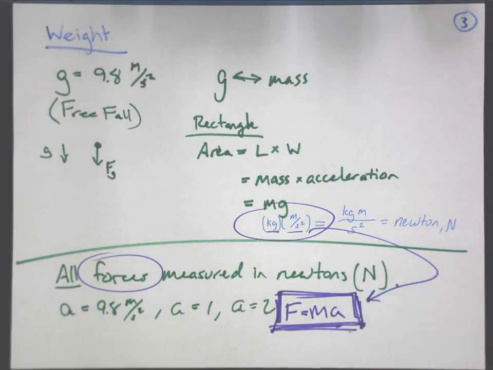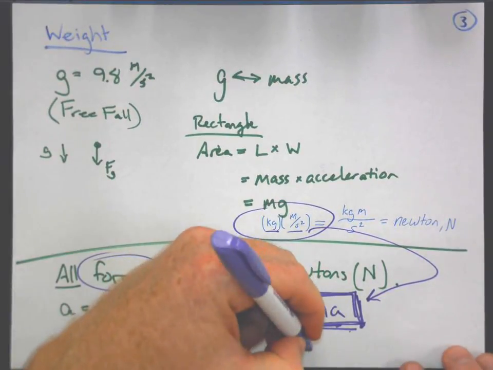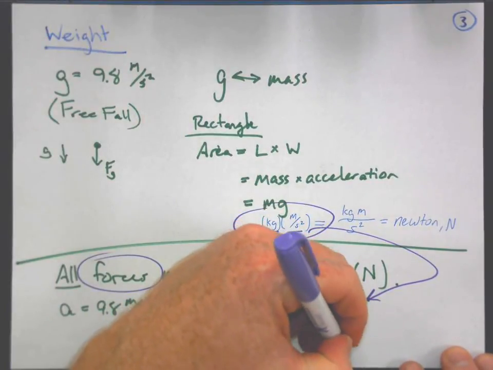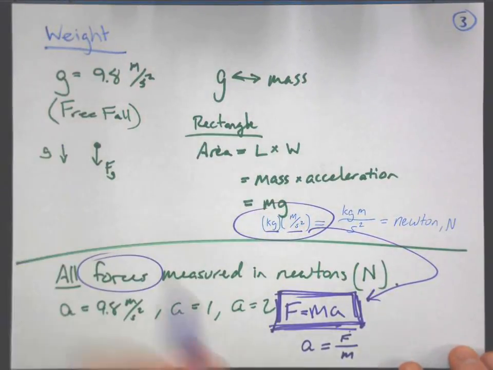So it's actually handy from time to time to rearrange this and say that the acceleration is equal to force divided by mass. Because it's the force acting on the mass that caused the acceleration. The acceleration is the result of the force acting on the mass. But that's a real important equation. We're going to use that a whole bunch coming up in the next few days.